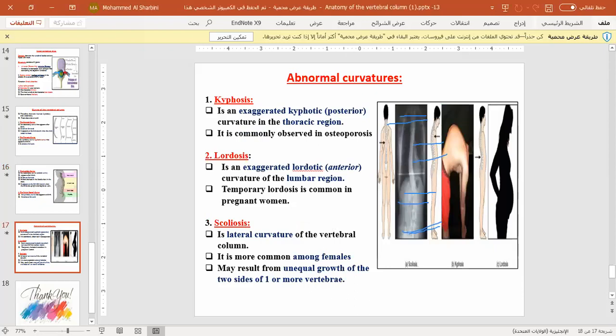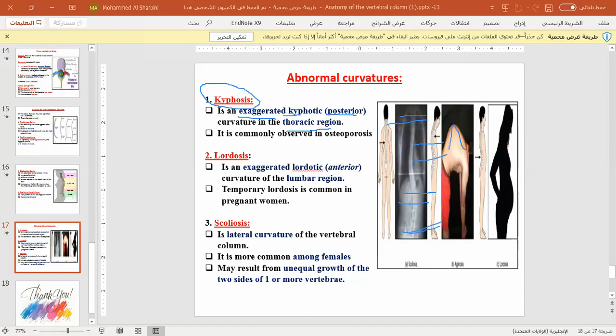We have many abnormalities regarding this issue. Like if the curve of the thoracic will be more backward than normal, so it will be an abnormality. So the kyphotic curve will be more exaggerated, meaning increased more posteriorly in the thoracic region. So this case is named kyphosis.